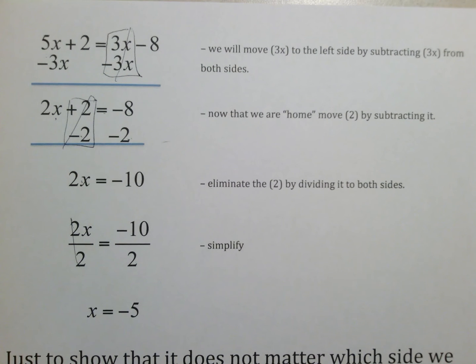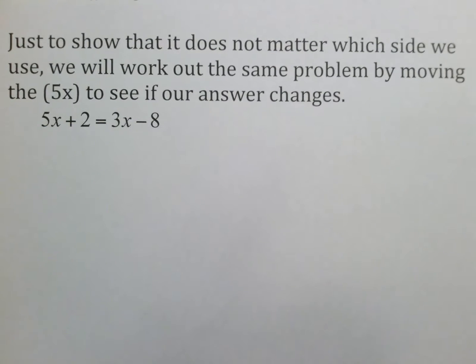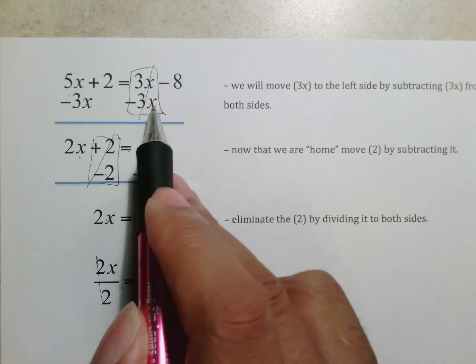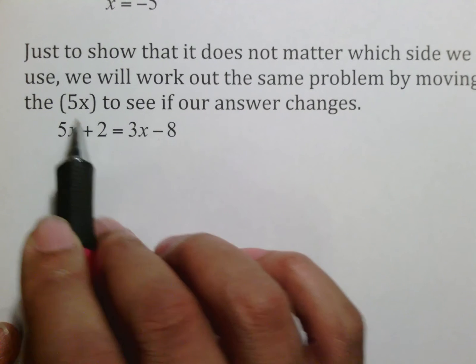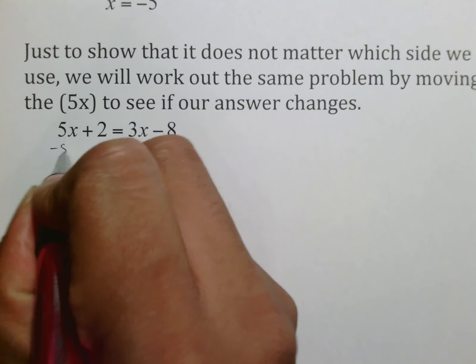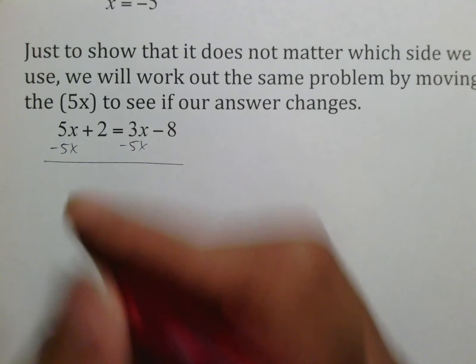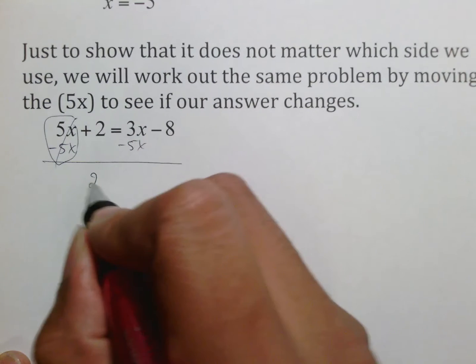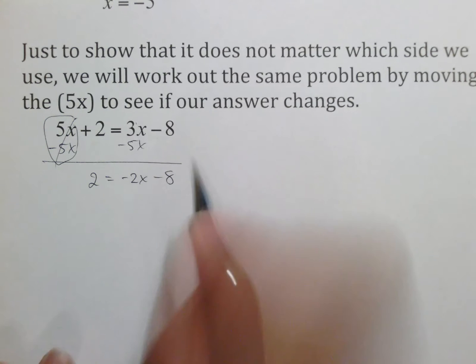And just to show you that it doesn't matter which side we use, we are going to work the same problem out by moving the 5x instead. If you look back, what we did here was we moved the 3x to the left side. This time we're going to move the 5x to the right side. And the way you send a whole chunk of information over is again by adding its opposite to both sides. So go ahead and subtract 5x. These two things cancel out, bringing down a 2. 3x minus 5x is negative 2x minus 8.